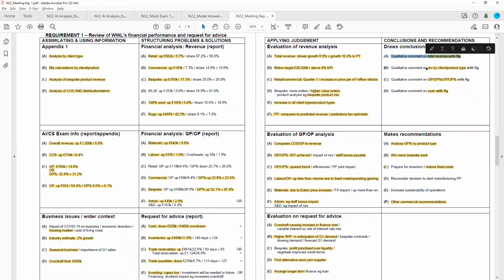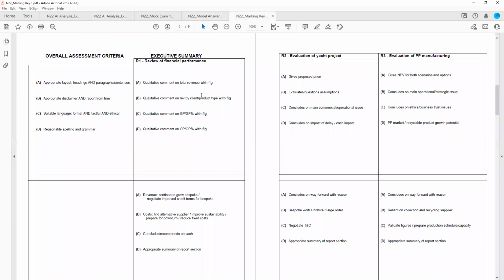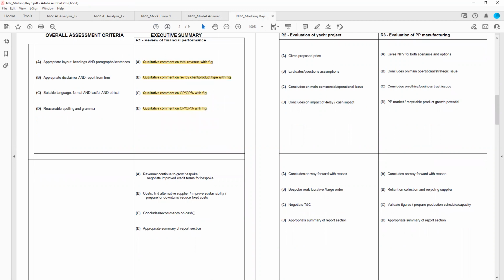So you can see, revenue with figure, product type, gross profit, operating profit, and cash. And you can see by having copied that over, then yes, you'll get the point for revenue. Yes, you've got the gross profit. Yes, you've got the operating profit. You'll also get concludes and recommends on cash as well. But then is the trickier part. You need to decide which additional points to add in. And actually on this occasion, these are all recommendations.